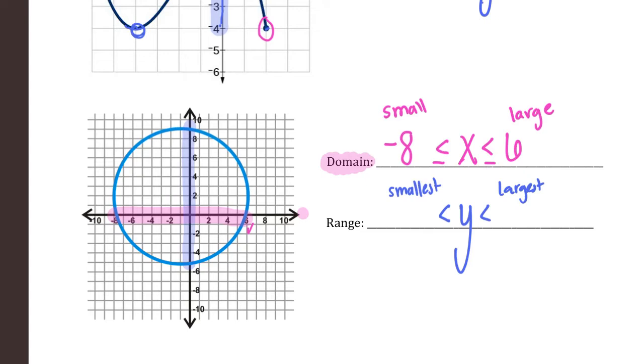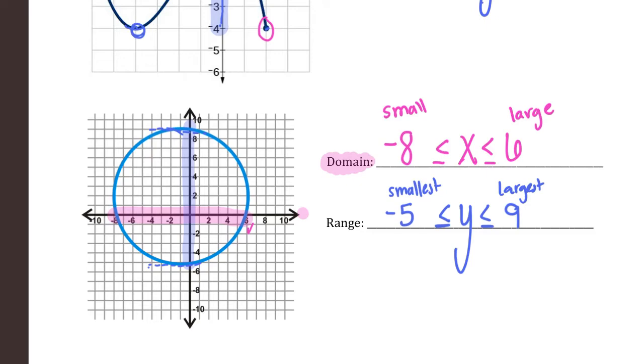The lowest y value is right here. What is that y value down there? Looks like -5. And it goes all the way up to this y value, which is +9. Because the line touches at those points, we would put a line underneath. So on this circle graph, the y's include everything in between -5 and +9, inclusive, meaning it includes those endpoints.